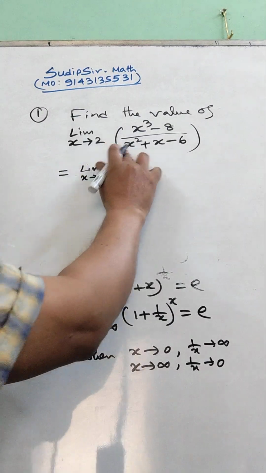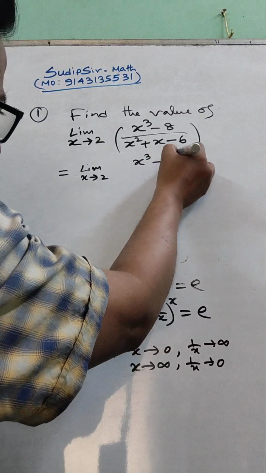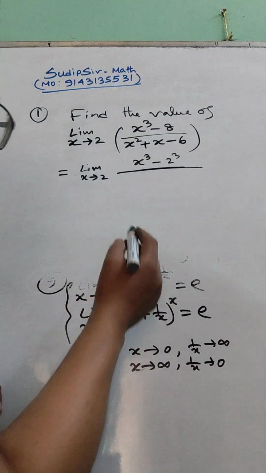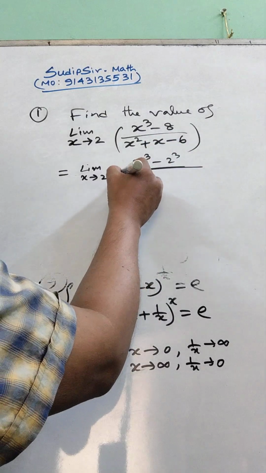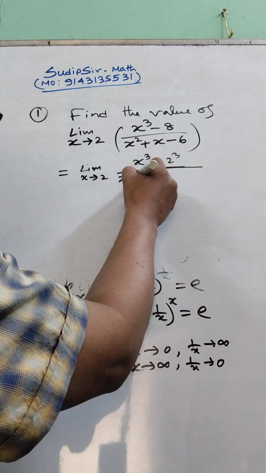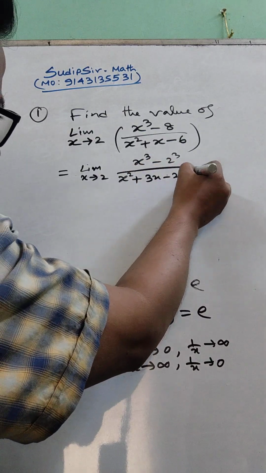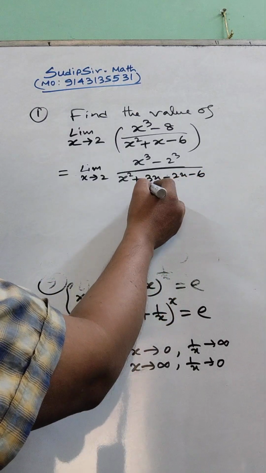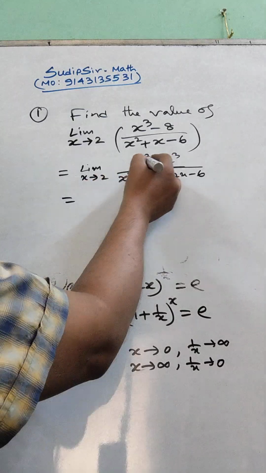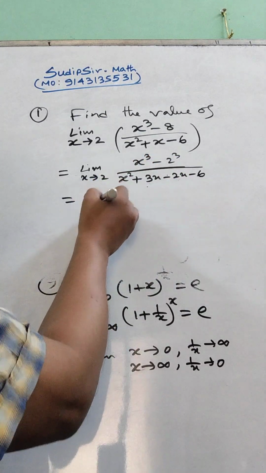Limit x tends to 2. Now this will be x cube minus 2 cube by, now this is the middle term. Do you know the middle term? 3 into 2 is 6. x square plus 3x minus 2x, just the middle term. 3 into 2, 6, and 3x minus 2x equal to x. And this is a cube minus b cube. This is the formula of a cube minus b cube.